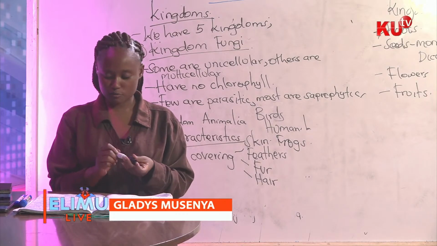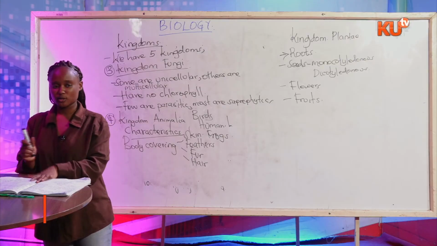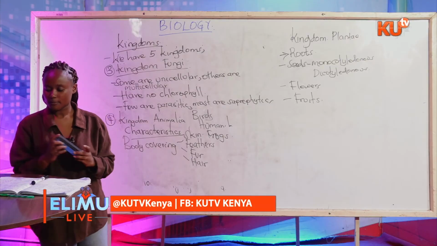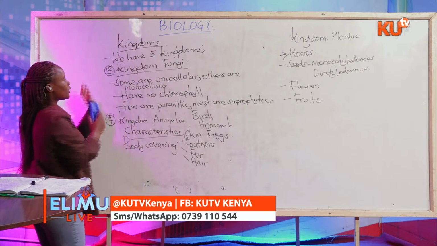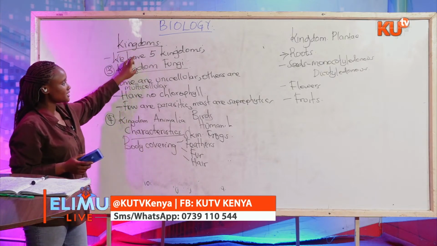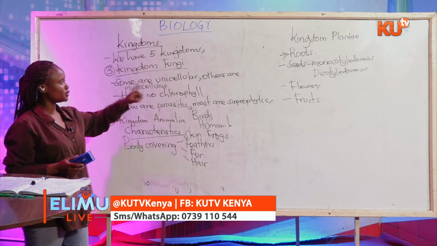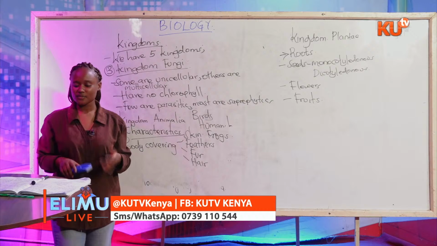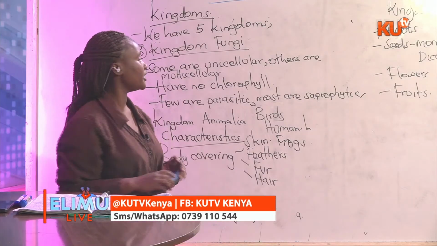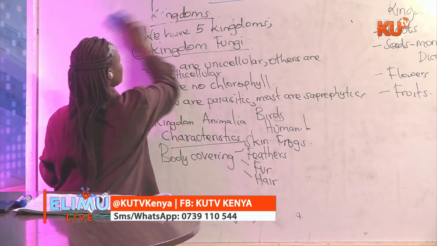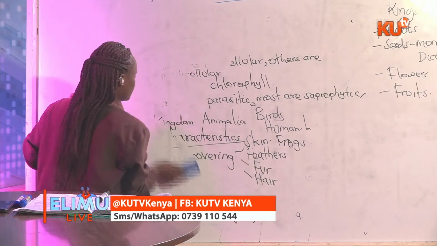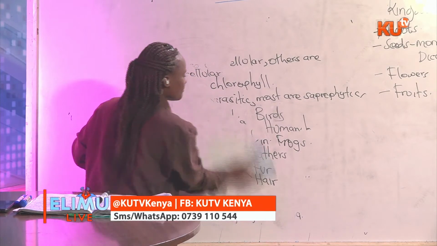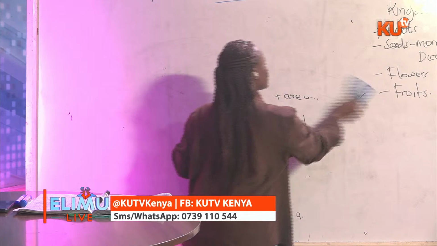Now we move on to binomial nomenclature. So we have 5 kingdoms: kingdom Animalia, kingdom Plantae, kingdom Fungi, kingdom Protoctista, and we have kingdom Monera. Now let's move on to binomial nomenclature.